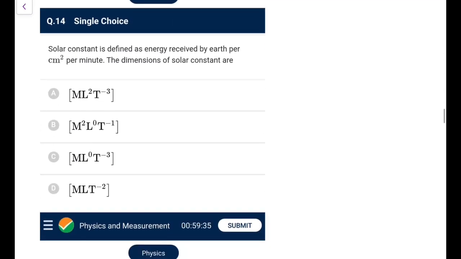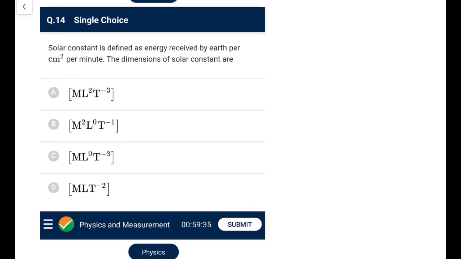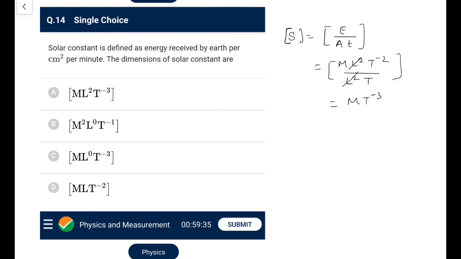Next one. Solar constant is defined as energy received by Earth per centimeter square per minute. Okay, so that means the solar constant dimension is energy per unit area per unit time. So energy is ML2 T minus 2, area is L2 times T. So this cancels, so what we are left with is MT minus 3. So which is the option? Go for option C in this particular case.